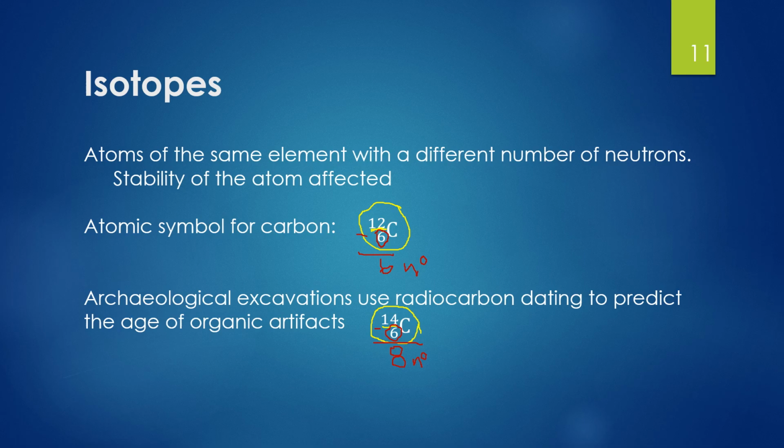Now you see that they differ by the number of neutrons, but isotopes also differ because their stability is affected when the neutrons are changed. So carbon 12 is going to be a more stable carbon isotope, whereas carbon 14 is actually radioactive, and it's used to predict the age of organic artifacts, so it can have different uses.